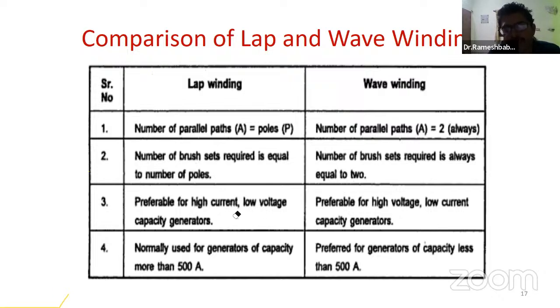Preferably lap winding is used for high current. Wave winding is for high voltage. That is the only thing you keep in your mind. High current, lap winding; just keep that one point in mind. Other things you can write. Don't mug up everything, right? So this is the comparison of the lap and wave winding.